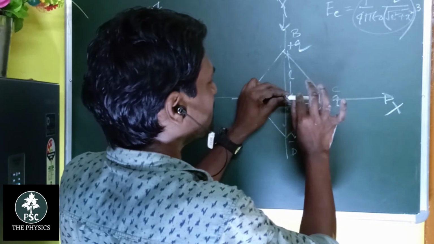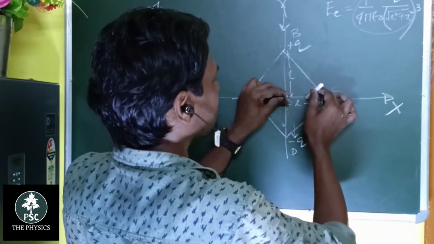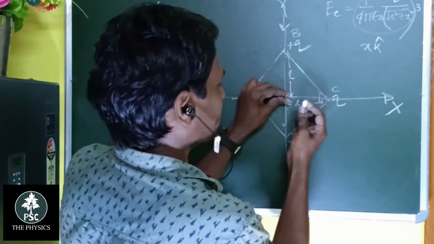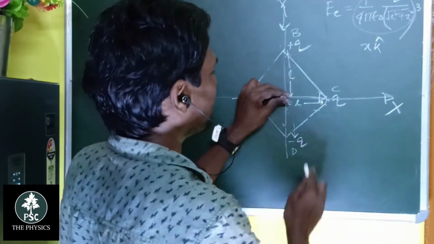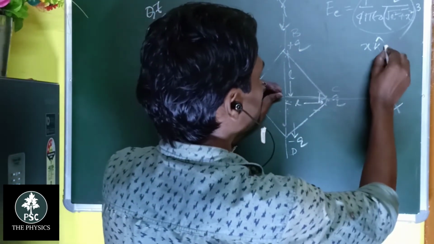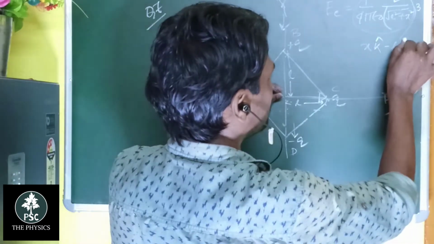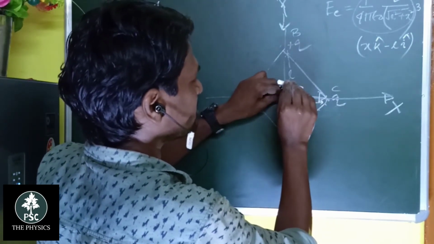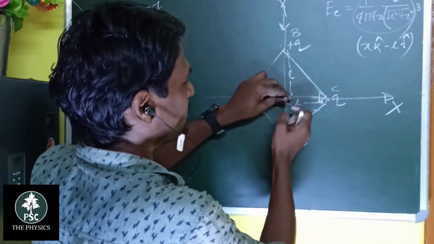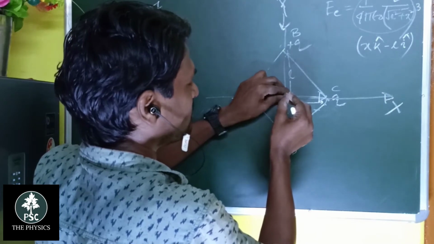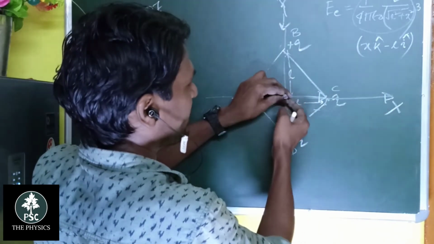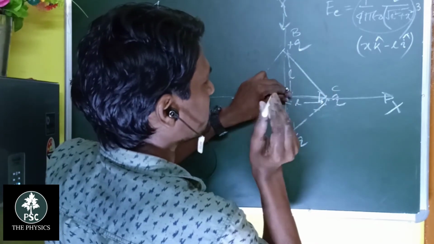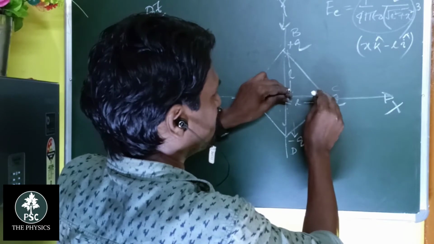So you have to take this one here. It is this minus this, so you have to write x k cap minus L i cap, and this is along the x axis, so minus L i cap. Here the direction is along this direction. Since this is x, y, and this is z, x k cap is the resultant, since these two are along the same order. So this one minus this one gives this vector. Okay.